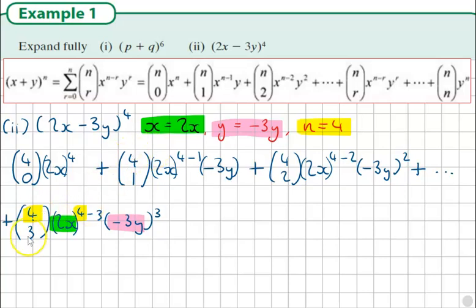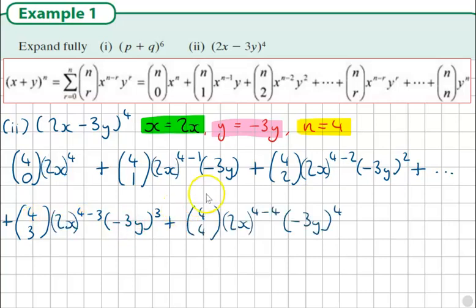Next we have 4 choose 3 times (2x) to the power of 4 minus 3 times (minus 3y) to the power of 3. And finally 4 choose 4 times (2x) to the power of 4 minus 4 times (minus 3y) to the power of 4. So we always finish on n choose n. In this case we're finishing on 4 choose 4.